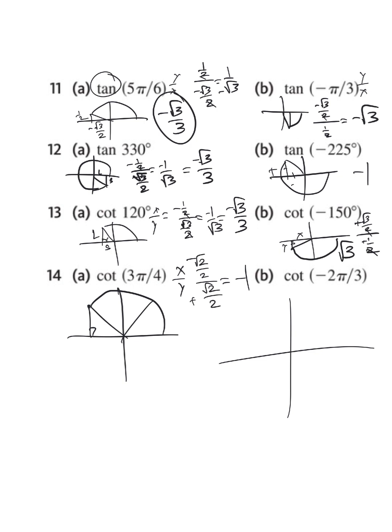And negative 2 pi over 3 is negative 120, so it's a 60-degree reference. And x is the short leg, y is the long leg. X over y, negative 1/2. And the y is negative square root of 3 over 2. So we have a positive 1 over the square root of 3, which rationalizes to the square root of 3 over 3.